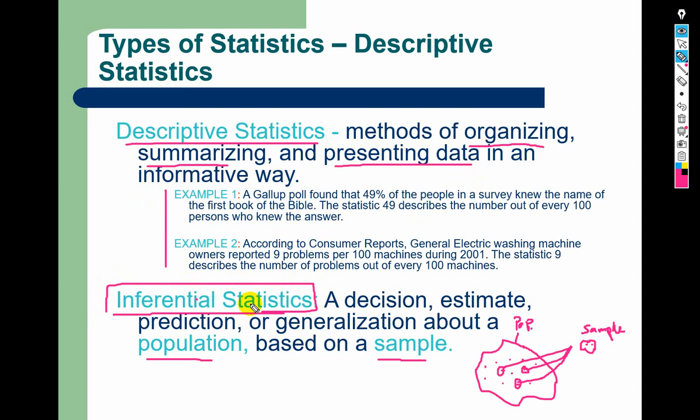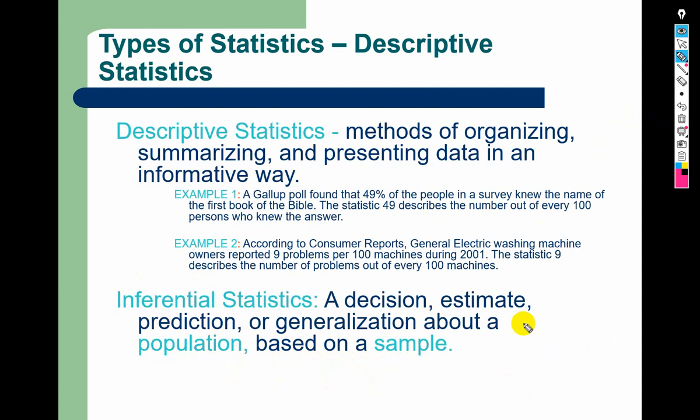So a decision, estimate, prediction, or generalization about a population based on a sample. Whatever conclusions you are generalizing from sample to the population are based on inferential statistics. Okay, so now I give you the difference between population and sample.